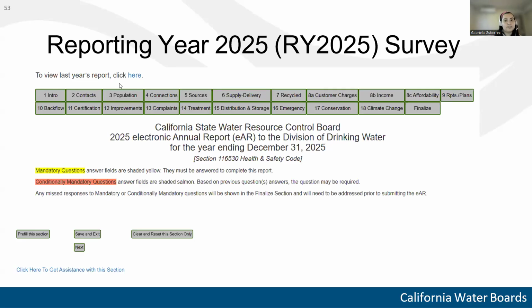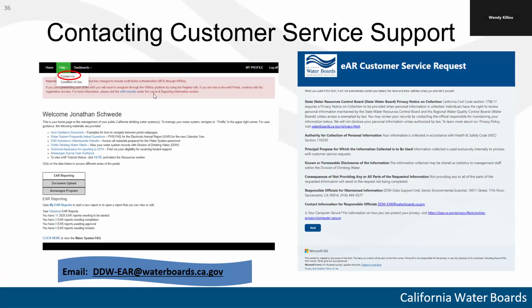Okay, next slide. And Gabby, sorry to interrupt. Did you tell them about the link for last year's report at the top? Oh, no, I did not. Yes, I can say something real quick about it. If you want to refer to last year's report and see what was entered for specific fields, or if you have a question on what was entered for last year's report, you can click on that to view last year's report. Click here at the top of each page. We'll have that, and you can open that and reference that report. Thank you, Wendy.